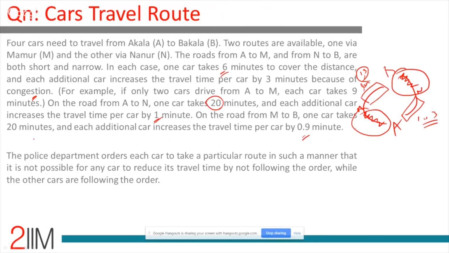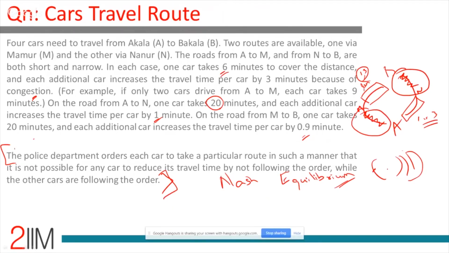The police department orders each car to take a particular route in such a manner that it is not possible for any car to reduce its travel time by not following the order, while the other cars are following the order. This is a wonderful constraint to think about, very similar to what is called, if you know the term, you should read up on this, Nash equilibrium. And what it means is, look, if I am taking this route and 3 guys are taking that route, and this is what the police have said, then one bad apple says, I won't take this route, I want to take this route. If he makes that decision, that backfires on him.